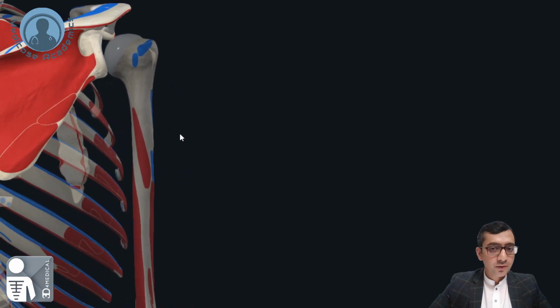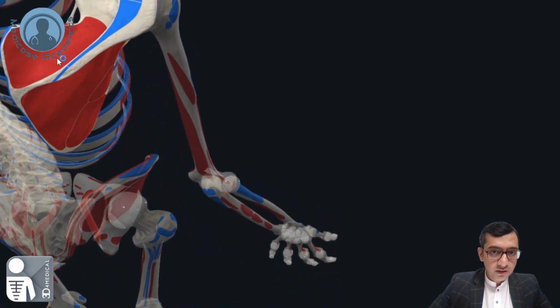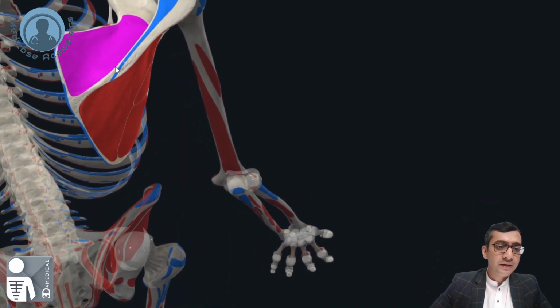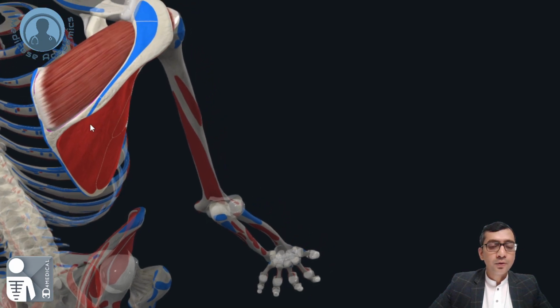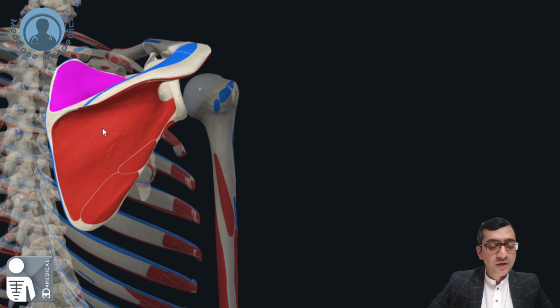These include the muscles that are on the back, the one that is in the supraspinous fossa. Its origin is mostly focused on the medial aspect towards the spine. This is the supraspinatus muscle that originates from the supraspinous fossa, goes and inserts into the humerus. This is the supraspinatus muscle.